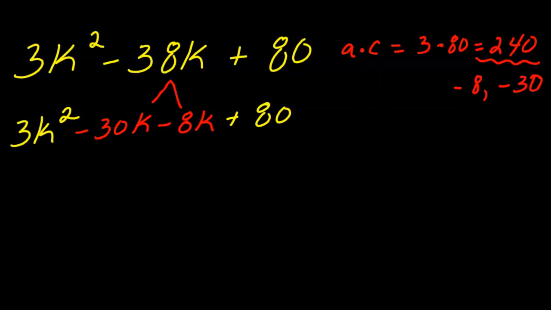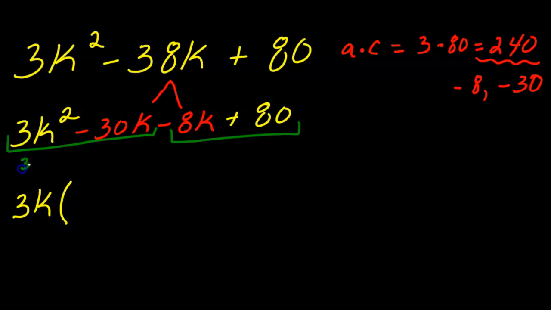So now we're going to do our factor by grouping. So you're going to group it 2 by 2. Take these two together, take these two together. So a GCF from the first two, 3 and 30, gives me a common factor of a 3. K squared and K gives me a common factor of a K. So write down your GCF, open a parenthesis, and then you're dividing both terms by 3k.